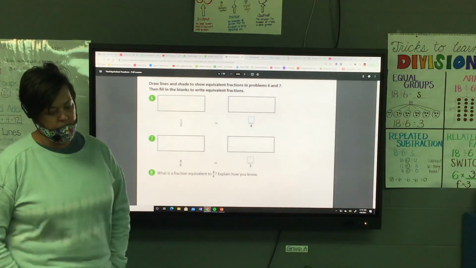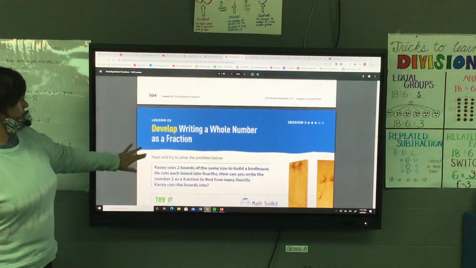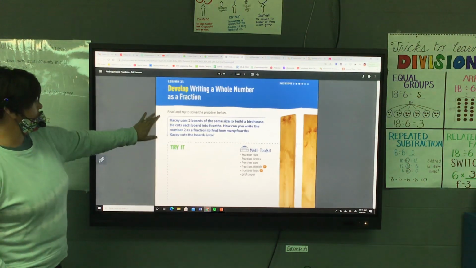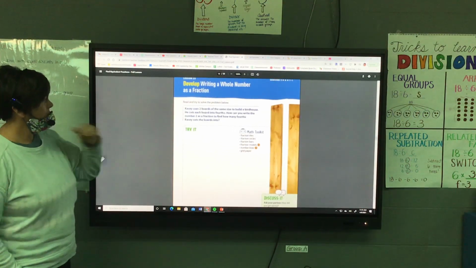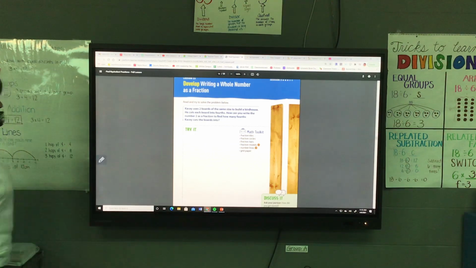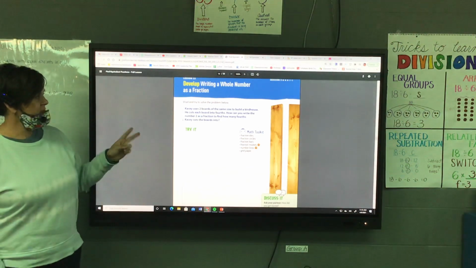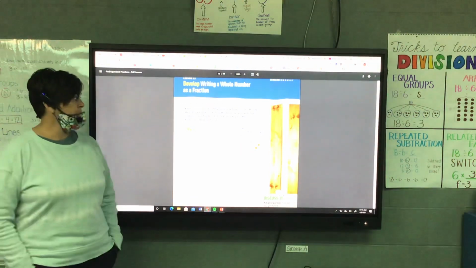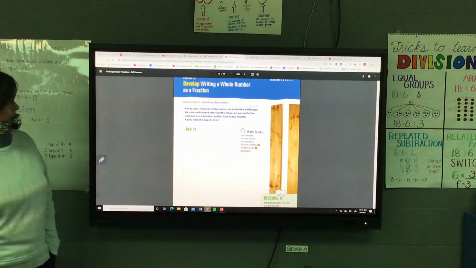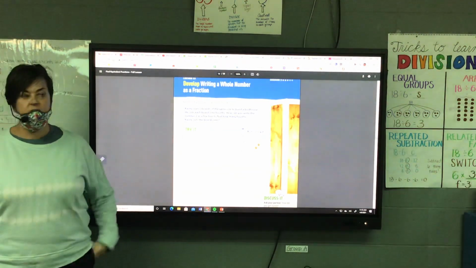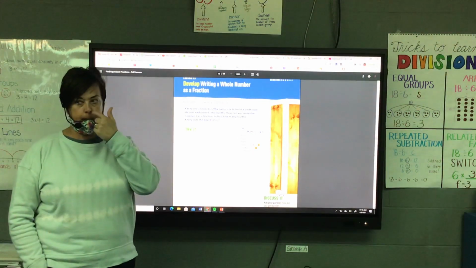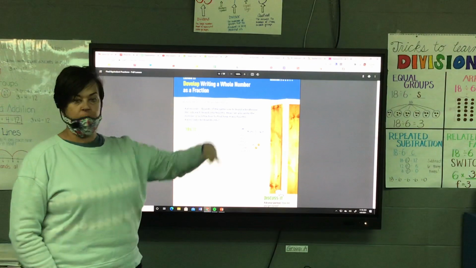All right, so moving on to page 505. Okay, it says to read and try to solve the problem below. Casey uses 2 boards of the same size to build a birdhouse. He cuts each board into fourths. What does fourths mean? How many is that? 4. 4, right? 4 equal parts.